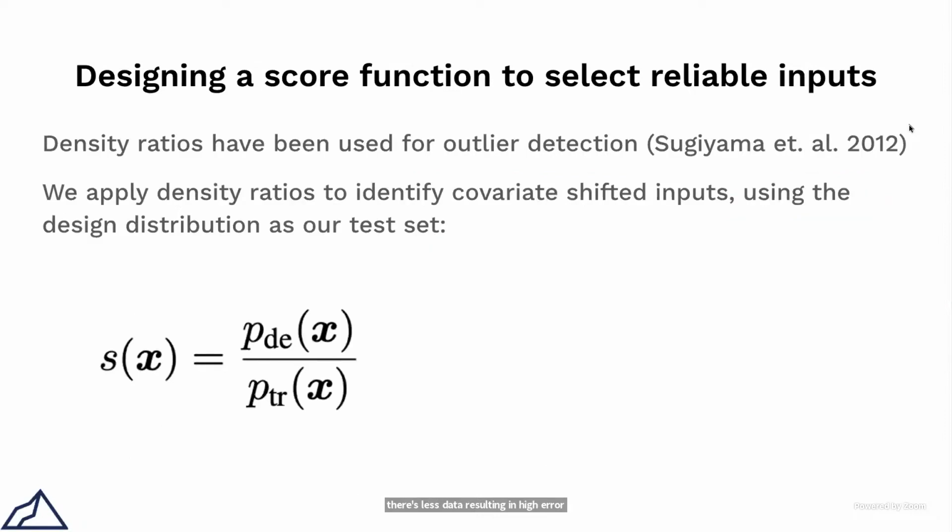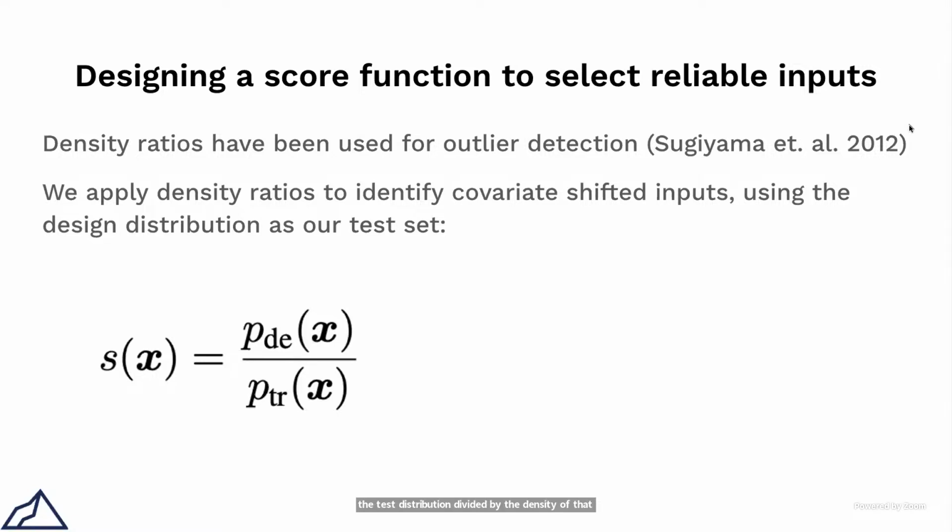So the task we sought out was, can we define a score function that takes as input a particular sequence and outputs a scalar score that tells us whether a prediction for that input would be reliable? Fortunately, covariate shift is a well-studied problem in machine learning, and density ratios in particular have been used for outlier detection. Now, the way it's typically used assumes that you have access to a fixed test set. And in the case where you have a fixed test set, you can learn this density ratio: the density of a point under the test distribution divided by the density of that point under the training distribution.